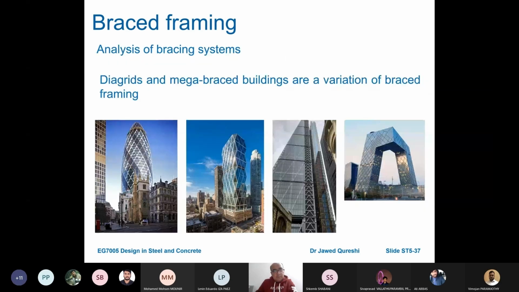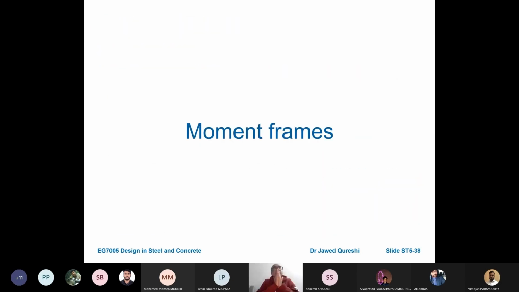Analysis of braced systems. So we have diagrids, and we have mega braced buildings as a variation of braced framing. Have a look at this building. This is the Gherkin, St Mary Axe in central London, and the Cheesegrater building in central London as well. These are variations of different bracings which are outside the building, and you can see that the main concept is still the same.